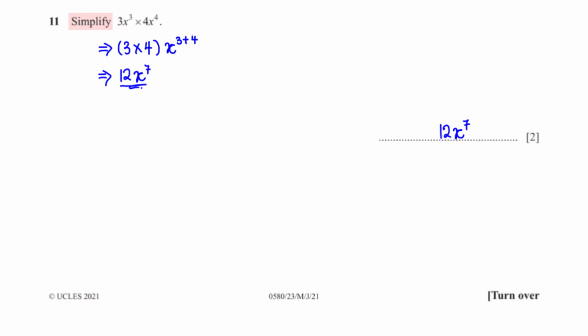Simplify 3x cubed times 4x raised to the power 4. So we have 3 times 4 and we have x cubed times x raised to the power 4, which is the same as x raised to the power 3 plus 4. 3 times 4 is 12 and 3 plus 4 is 7. And so our final answer is 12x raised to the power 7.